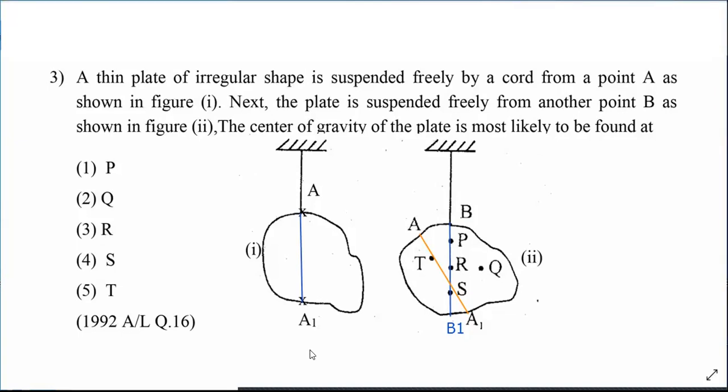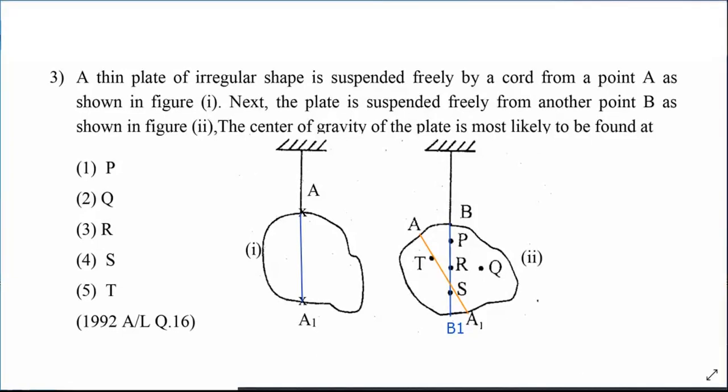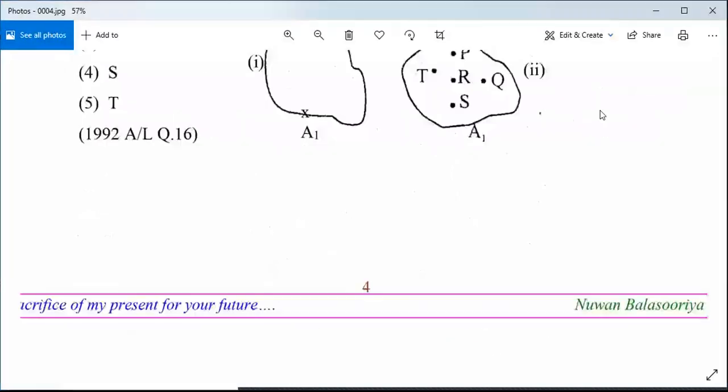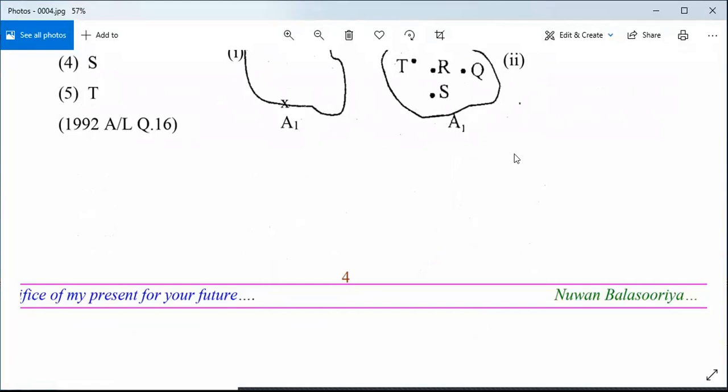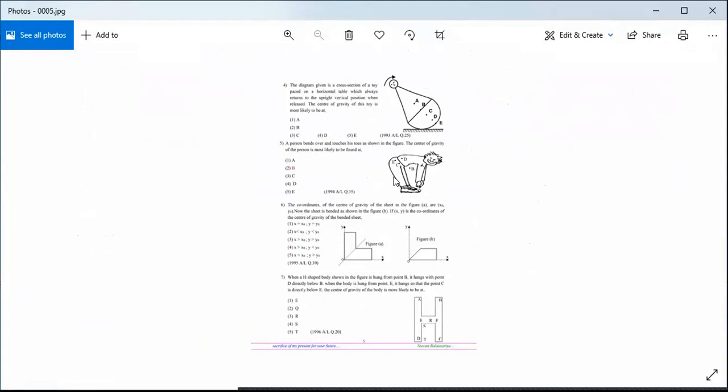Right, if you want, please take a screenshot. If you want any more time to draw the figures, please take a screenshot. I'm going to go to the next question. Okay, let's go to the next question. That page is over.